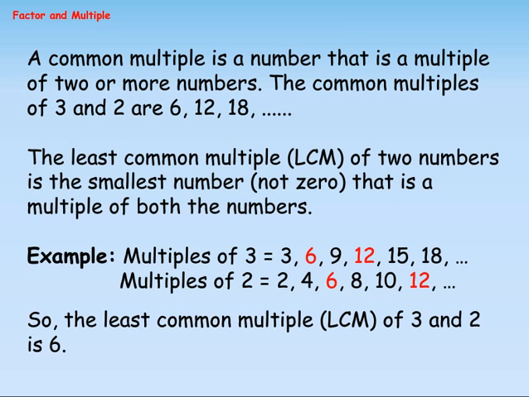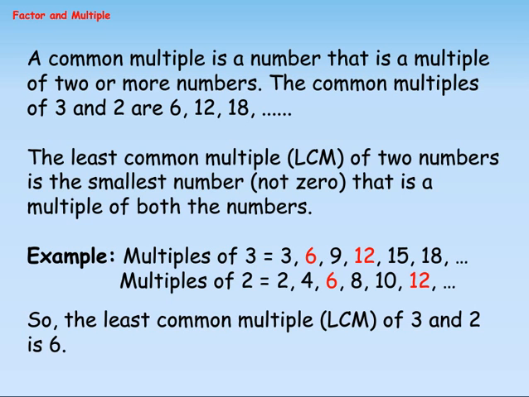A common multiple is a number that is a multiple of two or more numbers. The common multiples of 3 and 2 are 6, 12, 18. The least common multiple, LCM, of two numbers is the smallest number, not zero, that is a multiple of both the numbers.